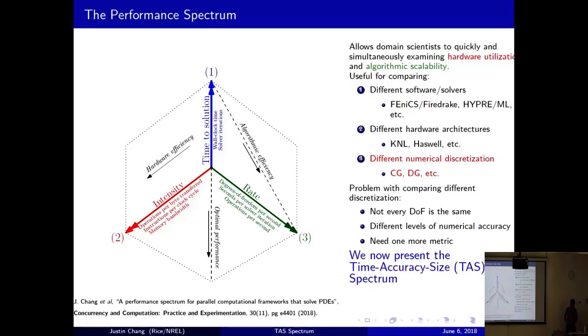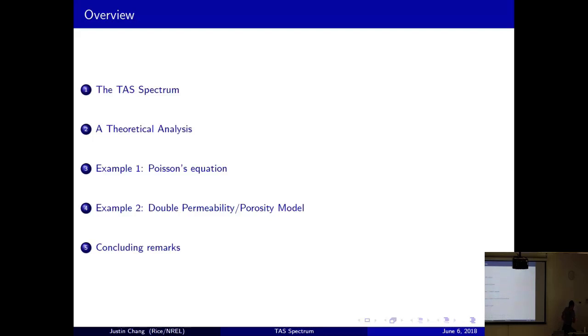And so that's where Matt and I and Richard and another PhD student at Rice have come up with something called the time accuracy size spectrum. And so the rest of this talk will be as follows. I'll introduce the TAS spectrum, a little bit of a theoretical analysis, and then I'll come up with two examples to demonstrate as proof of concept.